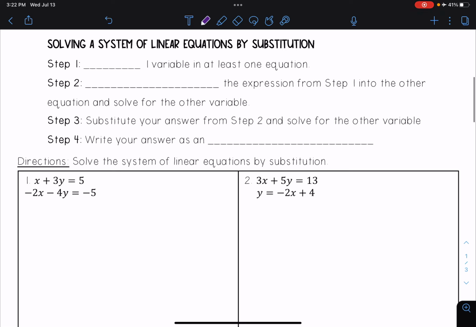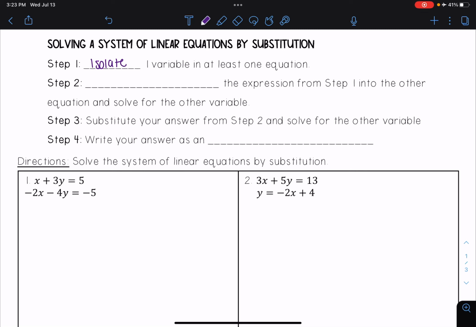So we're going to be talking about two different ways that we can solve a system. The first one is solving a system of linear equations by substitution. So the first step, if we're going to be solving by substitution, is you're going to isolate one variable in at least one equation. So we're going to get either x or y by itself on one side.